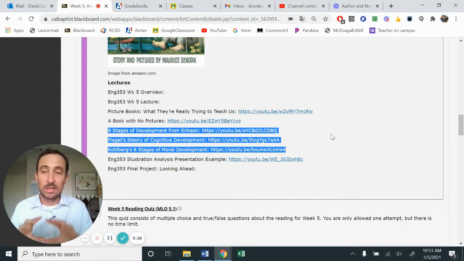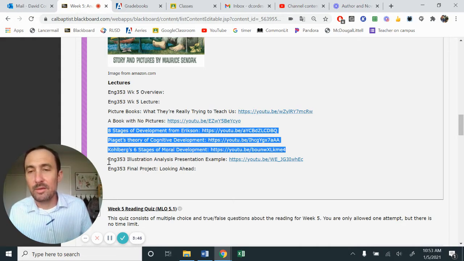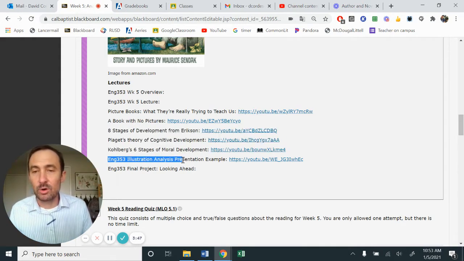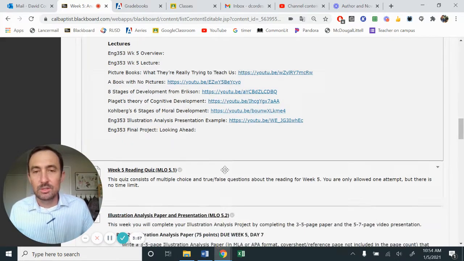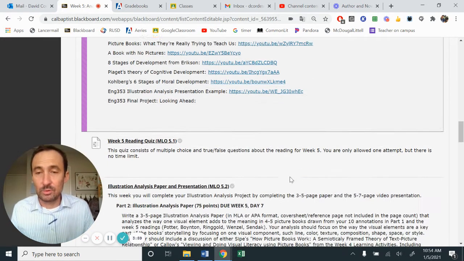I know last time we talked, I gave you a grid. I showed it to you and gave you some examples. Here, psychologists, childhood development theorists, and experts are showcasing what it's like in these 3 different theories and what that means for the child reader. Okay. We have an example of what your illustration analysis presentation is going to look like, so you can get an idea of that. And then, of course, I'm going to have a video lecture that talks about your final project. So please make sure that you take the time to review those.